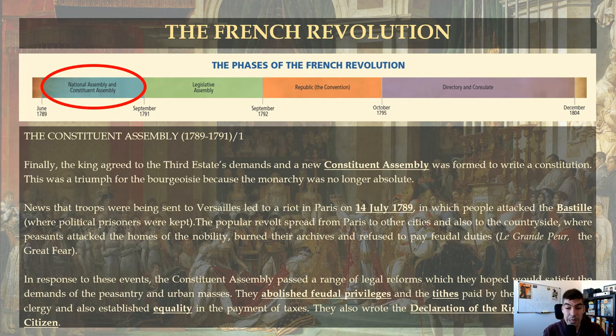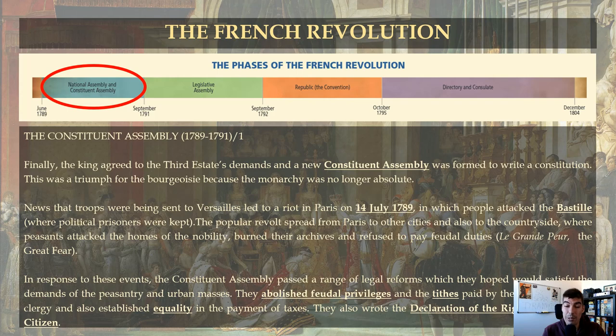And this happened in the summer of 1789. But the king sent troops to Versailles, the Palace of Versailles, in which the Constituent Assembly was gathered. And this led to a riot in Paris on the 14th of July of 1789, in which people attacked the Bastille, which was a castle, a fortress, where political prisoners were kept. They actually stormed the Bastille and the prisoners were freed. The 14th of July is today the National Day of the French Republic.